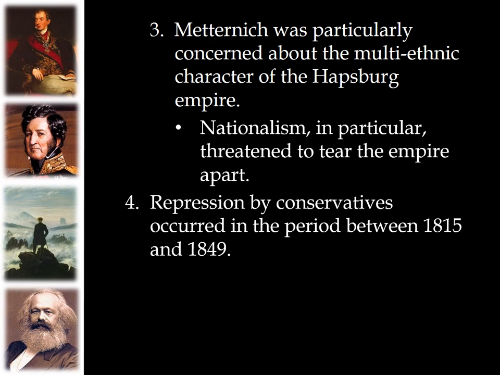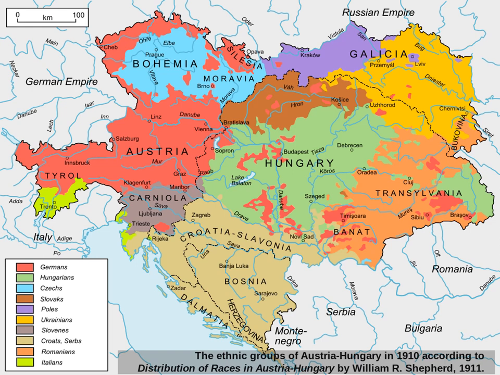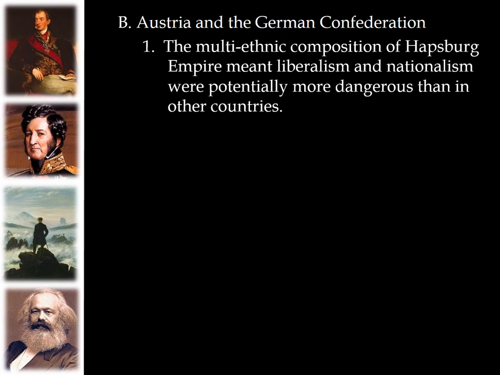Repression by conservatives occurred in the period between 1815 and 1849, largely launched by that Concert of Europe that had been established by Metternich at the Congress of Vienna. The ethnic groups of Austria-Hungary in 1910, according to this distribution of races in Austria-Hungary. So you see, this is what I mean by a multi-ethnic empire. All those different colors represent different ethnic groups. If nationalism settles in any of these areas, the entire Austrian empire could fall apart. Austria and the German Confederation. This multi-ethnic composition of the Habsburg Empire meant that liberalism and nationalism were potentially more dangerous than in other countries.